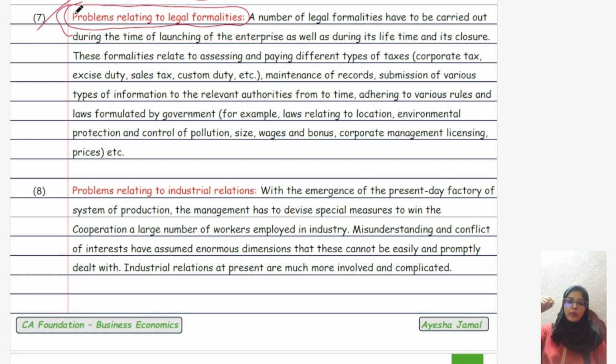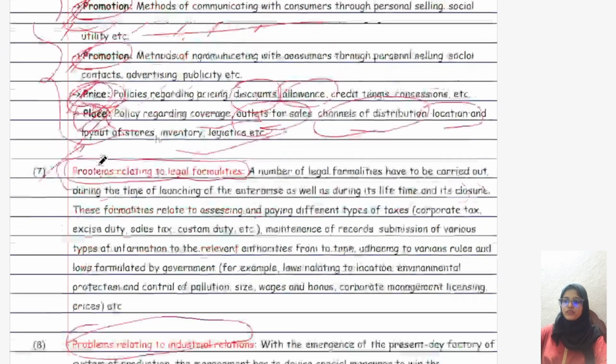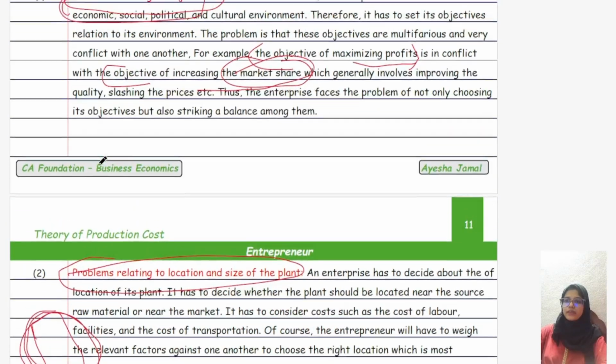There are problems relating to legal formalities and problems relating to industrial relations. You both might be competitors with each other, but you should always have a good relationship with each other, because just because you're competitors, you can end up with a bad relationship, and this might affect your industrial relations. People in the industry always expect a good relationship. So these are nothing but the problems the enterprises face.